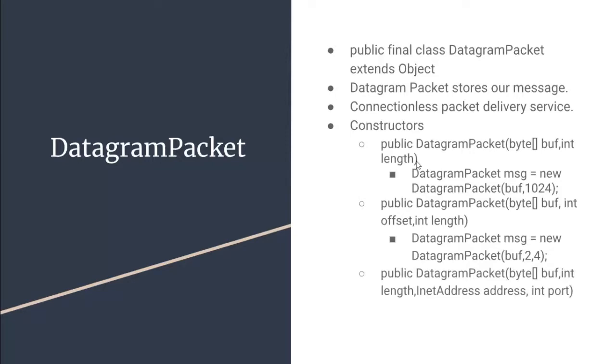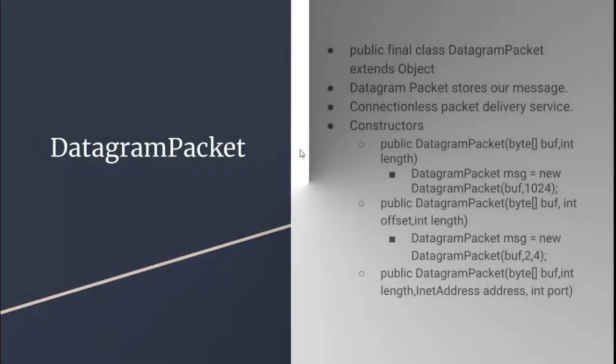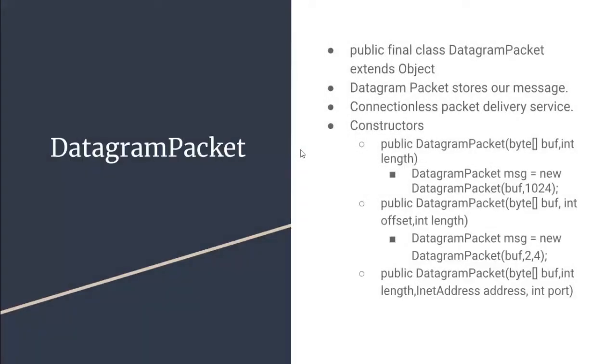Third constructor, public DatagramPacket(byte[] array, int length, InetAddress address, int port). This constructor is useful for sending packets. It makes a message in the form of a byte array. Length specifies the length of the message, and as we have discussed, length must be less than or equal to the buffer length. InetAddress and port specify the destination host and destination port respectively. Example, DatagramPacket message = new DatagramPacket(array, array.length, local, 1300), where 1300 is the port number.